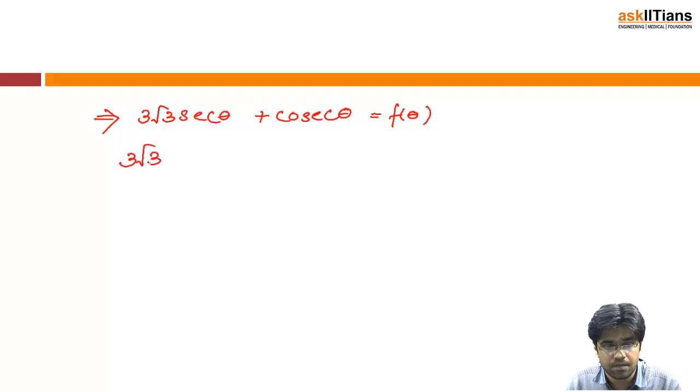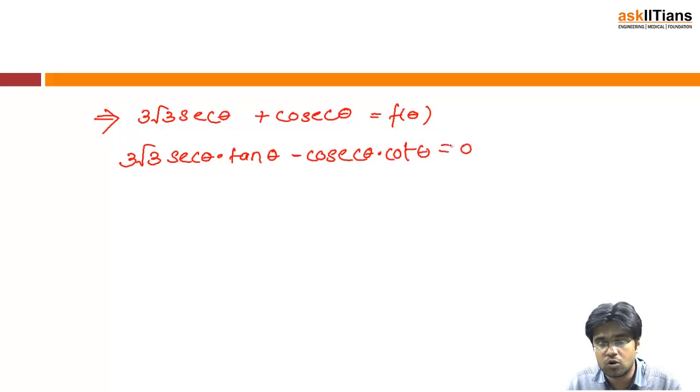That means d by dx of 3 root 3 sec theta is 3 root 3 sec theta multiplied by tan theta, and then d by dx of cosec theta is minus cosec theta into cot theta. Now this has to be equal to 0 if this is the point of maxima or minima. But how are we sure that this is the minima? Again, you can use d square y by dx square.